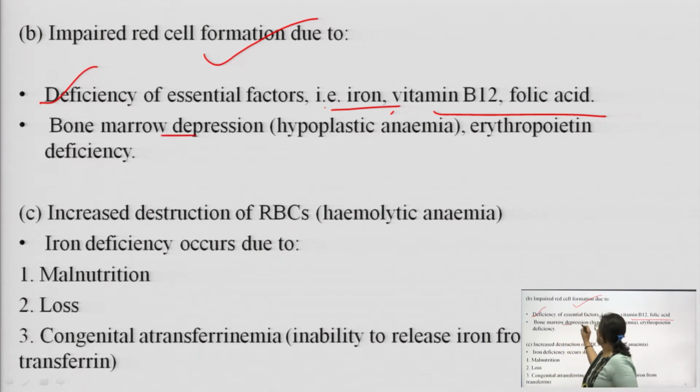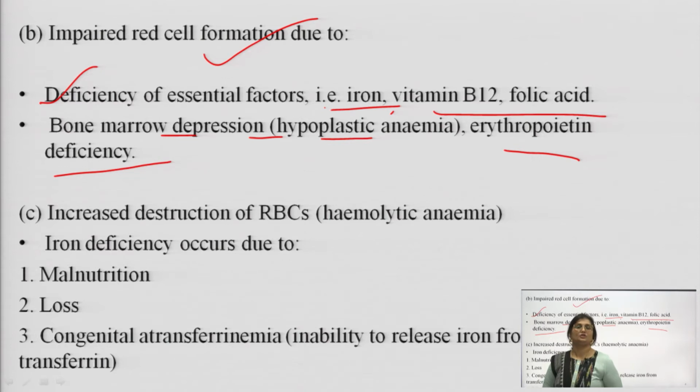Now, what are the other reasons for decreased formation of RBC? They are bone marrow depression, also known as hypoplastic anemia. Another reason is erythropoietin deficiency. Erythropoiesis is the genesis or the synthesis of erythrocytes. So, erythropoietin deficiency leads to decreased erythrocytes.